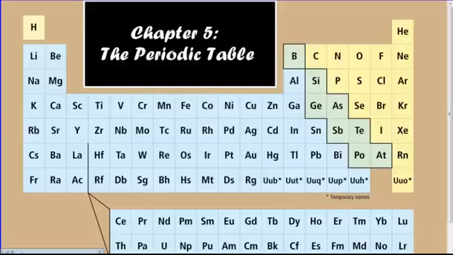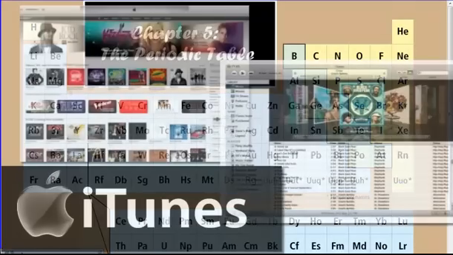Welcome to Chapter 5, the periodic table. This first section is going to review a short history of the periodic table and introduce you to the modern periodic table, how to interpret it, and learn how characteristics of the elements led to a logical way of grouping the elements. So think about this.